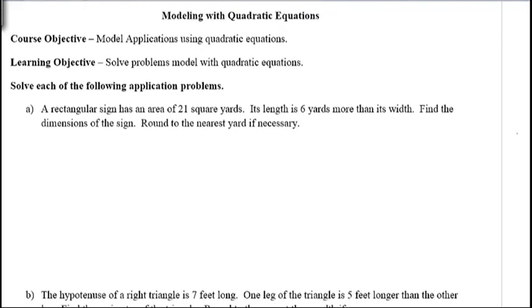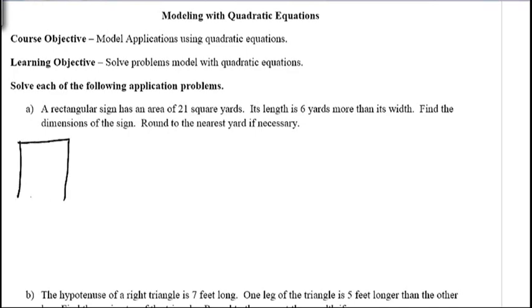This lecture video is on modeling with quadratic equations. So basically it's word problems that will end up giving us quadratic equations to solve. In our first example, we have a rectangular sign that has an area of 21 square yards. It has a length that's 6 yards more than its width. We want to find the dimensions of the sign and round to the nearest yard if necessary.